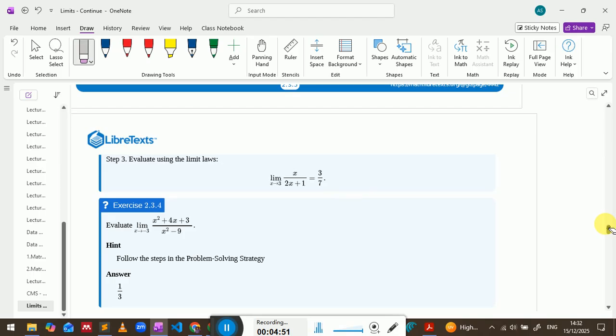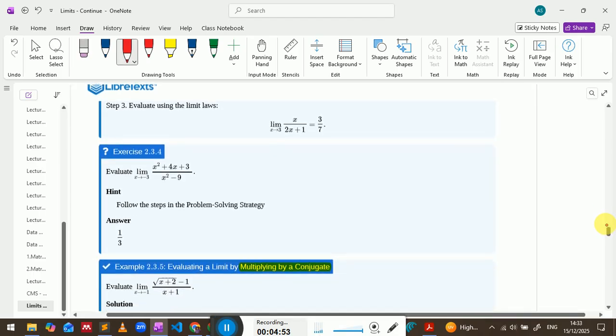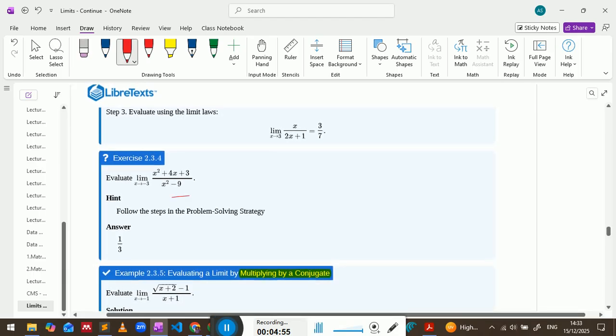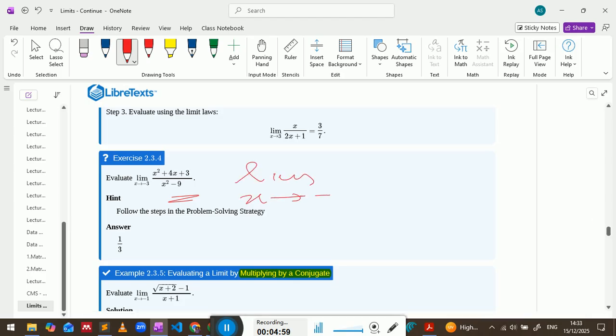So before moving to the second technique, let me explain this one. Here, limit x approaches minus 3.